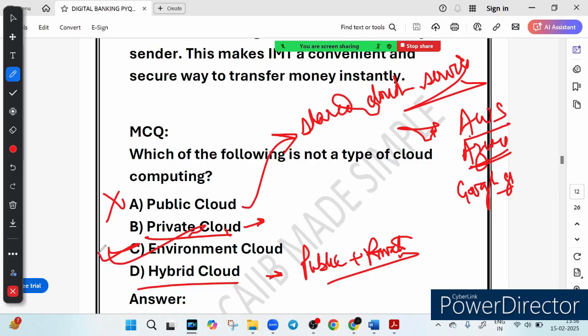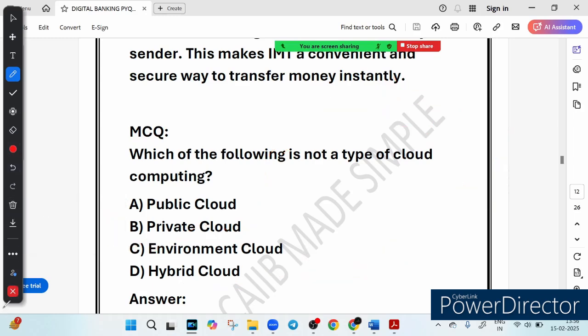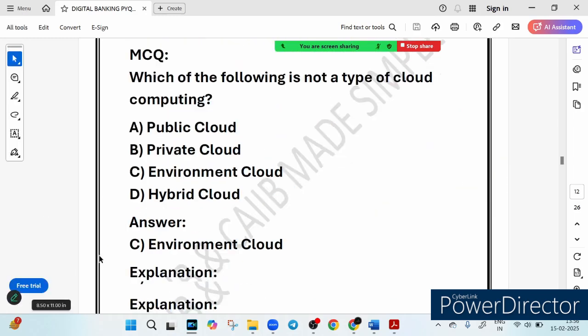So what we learned today in this question is that public cloud is a shared low-cost cloud used by multiple people. Private cloud is a dedicated cloud for one company offering high security, and hybrid cloud is a mix of public cloud and private cloud. Right, that is what we learned from this question. I hope this makes your concept clear.